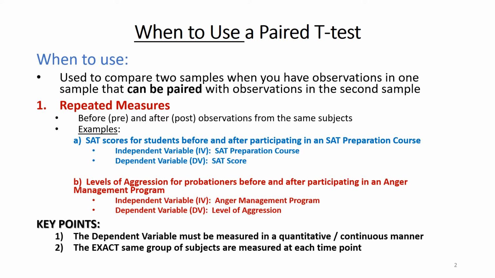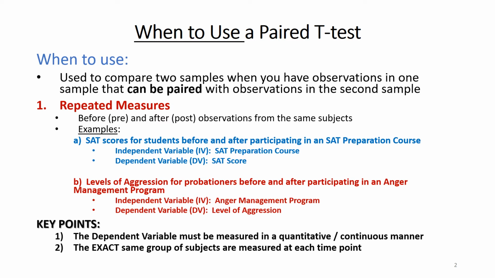And then with the red example, with the anger management, level of aggression, it's not stated on this slide, but we would assume that it has to be measured in some sort of continuous fashion. So maybe like on some sort of scale that is measured at an interval or ratio level of measurement. So the dependent variable must be measured in a quantitative or continuous manner.